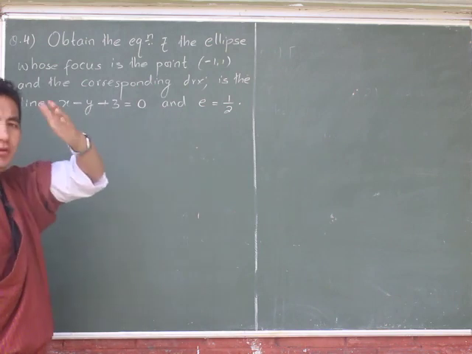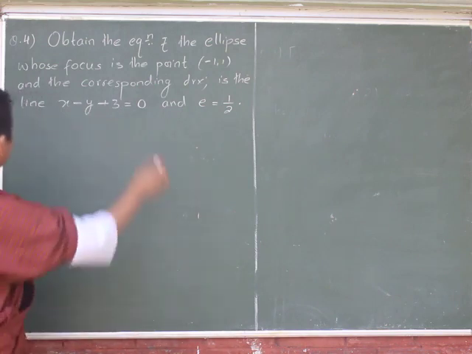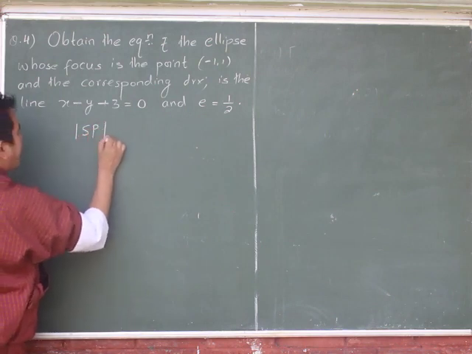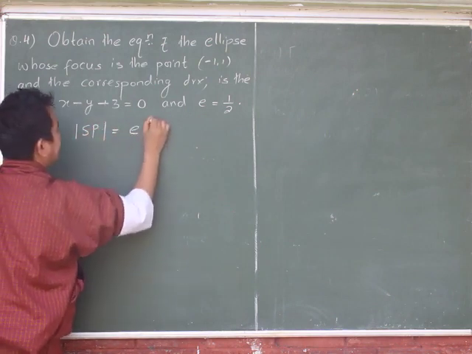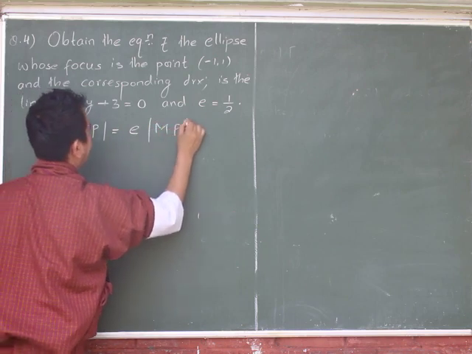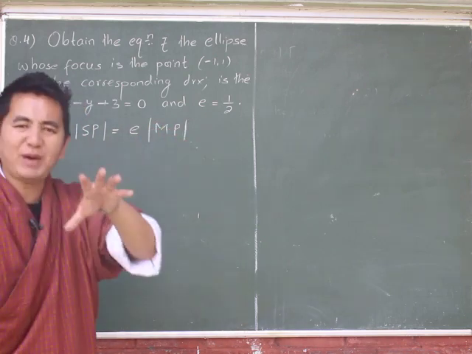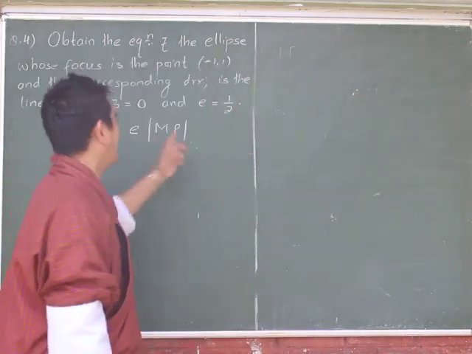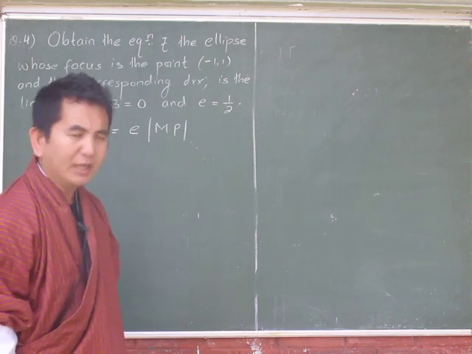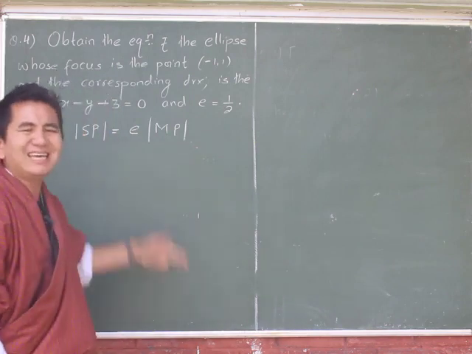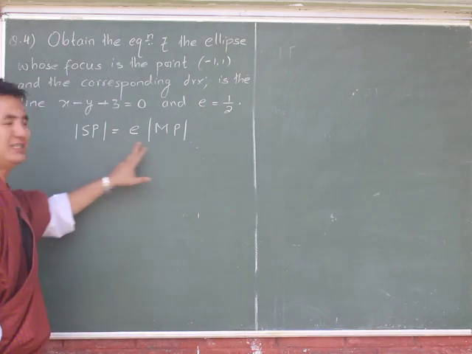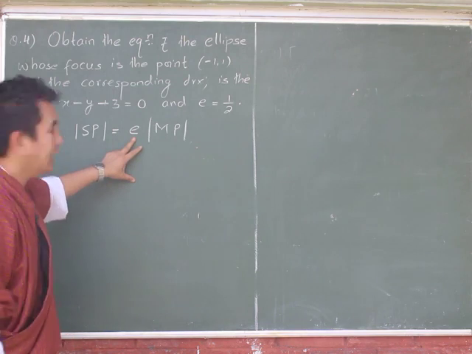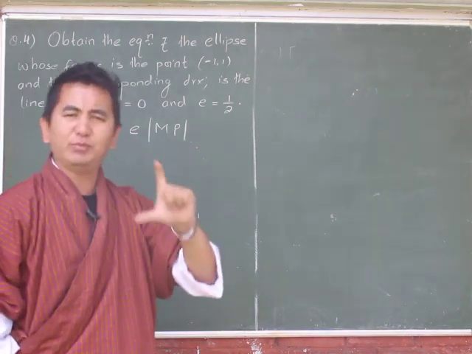As usual, let's go with the definition of the ellipse. In this case, the definition of the ellipse is modulus of SP is equal to e times modulus of MP. In the case of parabola, we don't have e because at that time the e value was equal to 1, so 1 times modulus of MP becomes modulus of MP only. Therefore, we don't write e. But in the case of ellipse, when you write the definition, it is the same as parabola, but here you need to write e.